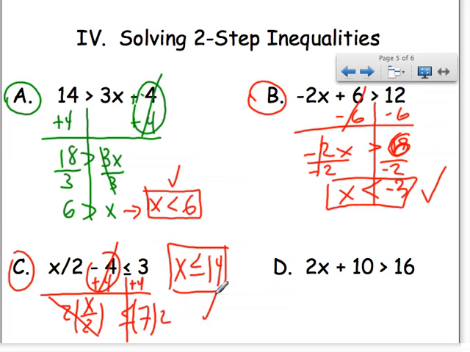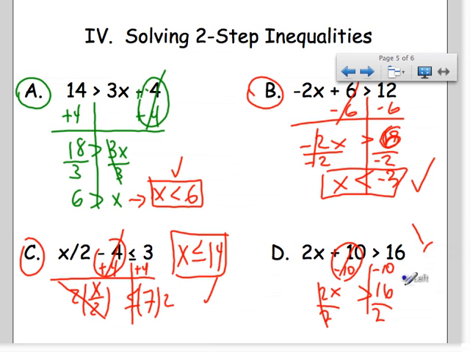And last one for you to check. 2x plus 10 is greater than 16. First, cancel the constant by adding the opposite of the constant. The constants cancel, and you have 2x is greater than 16. Cancel the coefficient x, divided by 2, divided by 2. And that means x is greater than 8.